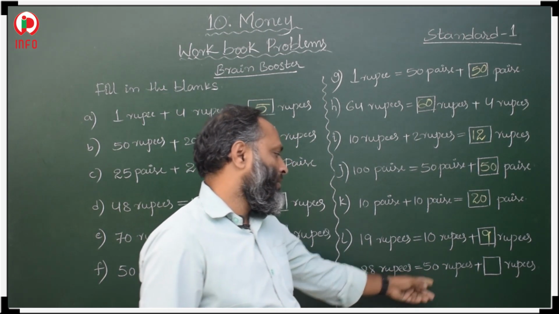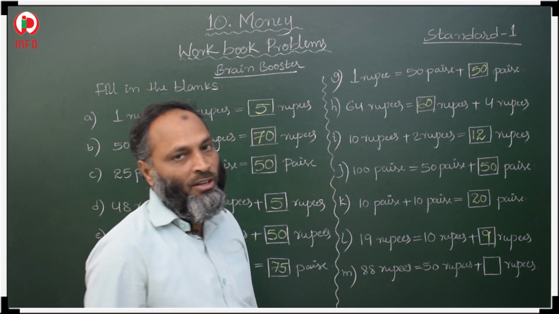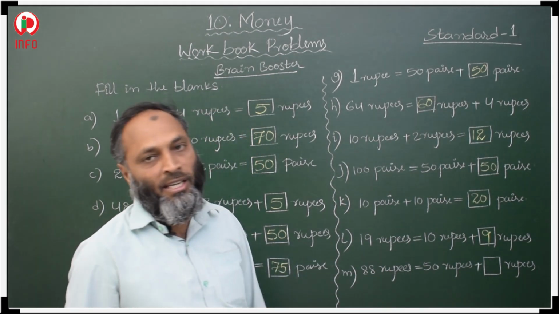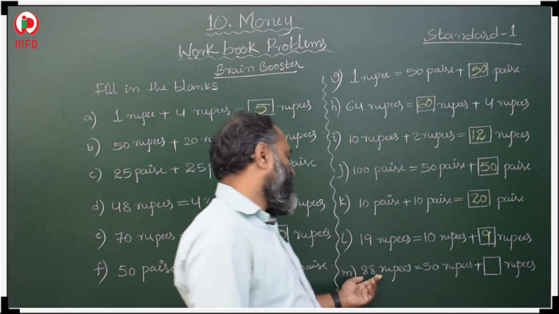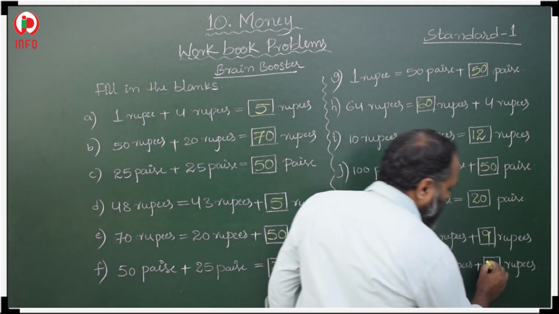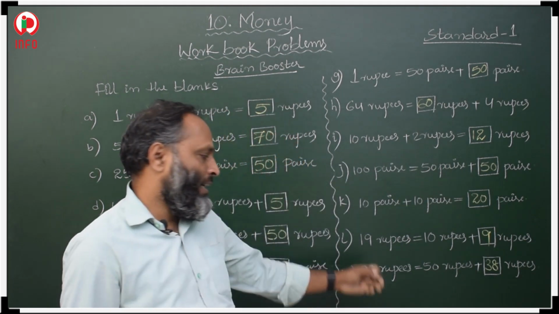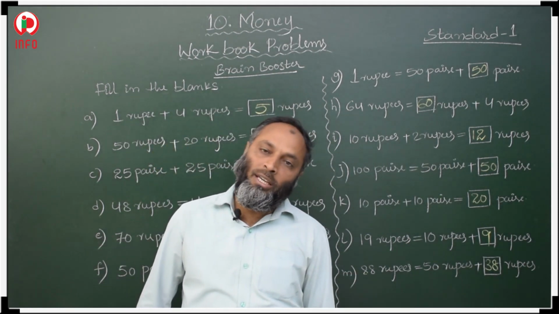88 rupees is equal to 50 plus how much? 88 minus 50 we have to do, so that is 38. 38 rupees. Okay. 50 plus 38 is equal to 88 rupees.